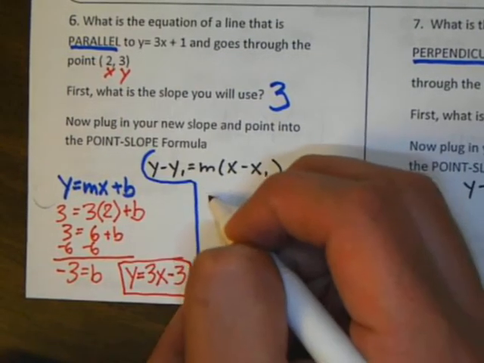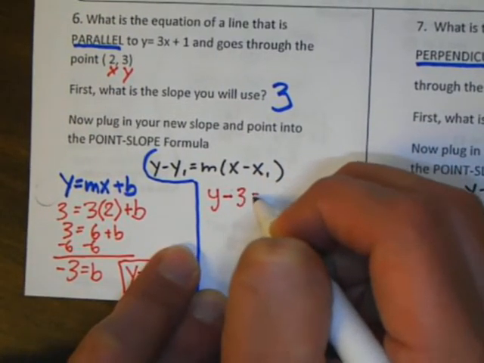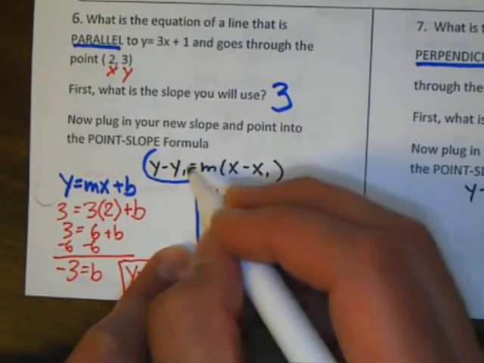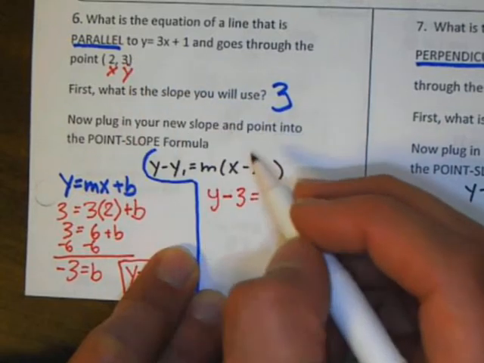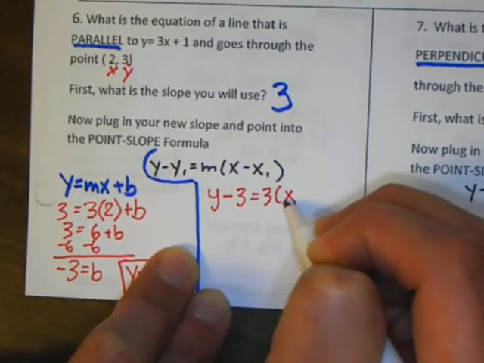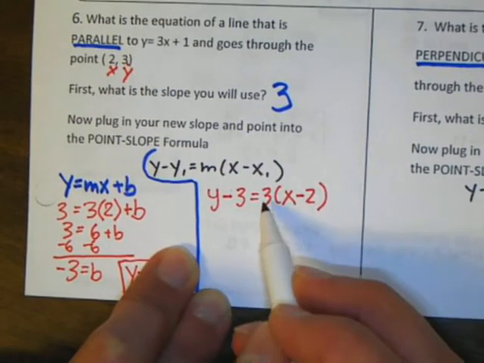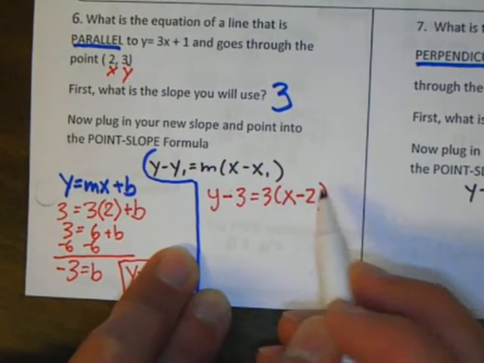So I'm going to solve this. Y minus 3 equals, I put the 3 there because that's 3 right there. Put another 3 because that's a slope. 3 parentheses x minus 2. Now I'm going to share my 3. Share my 3.